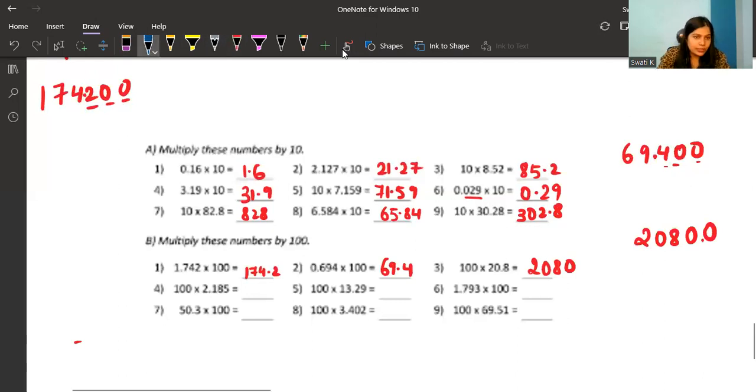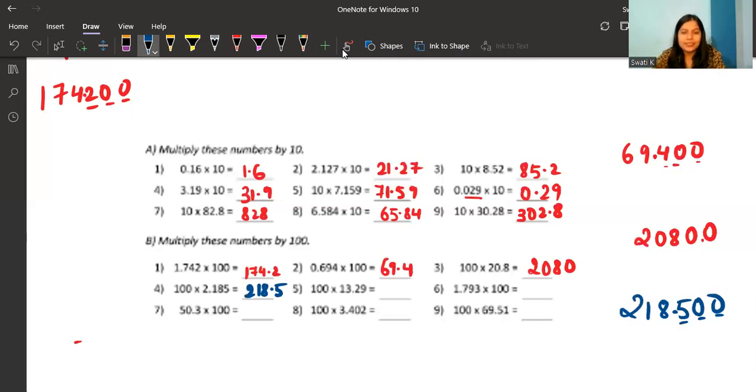Next, let's change the color. It's just red only. 100 into 2.185, which is 218500. And then, of course, after the decimal, 3 digits. So 1, 2, 3. So the answer is 218.5. Next, 100 into 13.29, which is 132900. 2 digits. So it is just 1329.